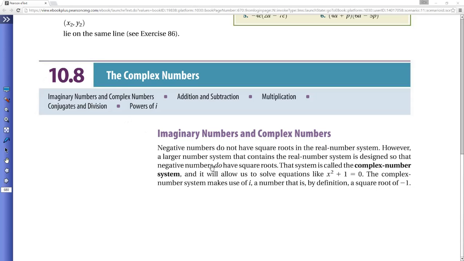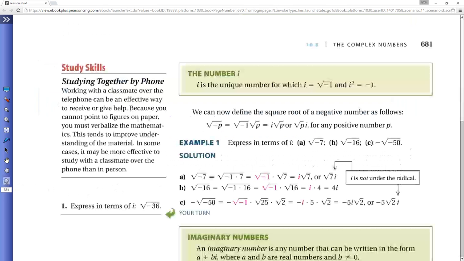When you end up with a complex number system, it allows us to solve equations like this one, x squared plus 1 equals 0. If you solve this, you'd end up with x squared equals -1, and you'd try to take the square root of both sides, and you'd end up with the square root of -1.